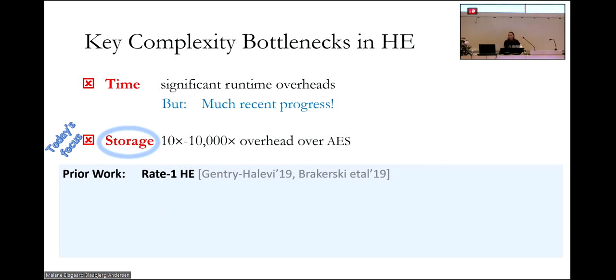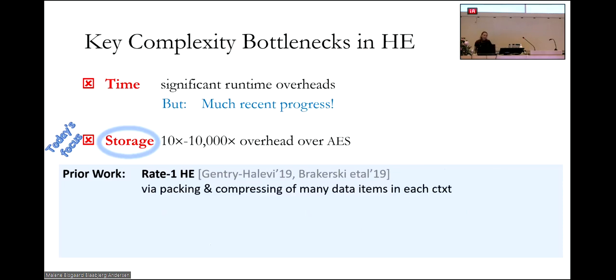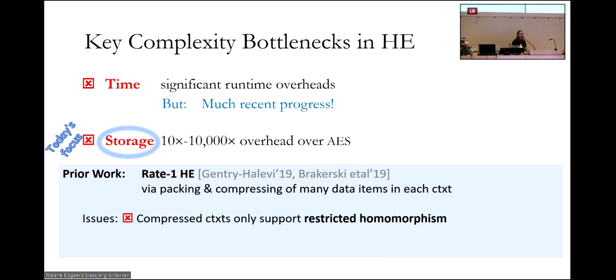Another approach is RLWE-based homomorphic encryption. And here it does packing and compressing of many data items into a single ciphertext. And I want to say here that the compressed ciphertexts, after compression, have limited homomorphism. So for general purpose computation, this is not suitable, but I do want to say that it's a beautiful line of work and it is suitable for many nice applications.